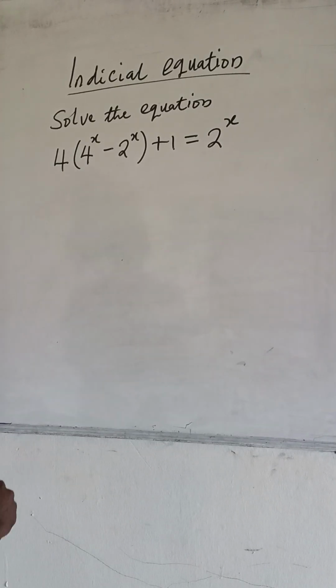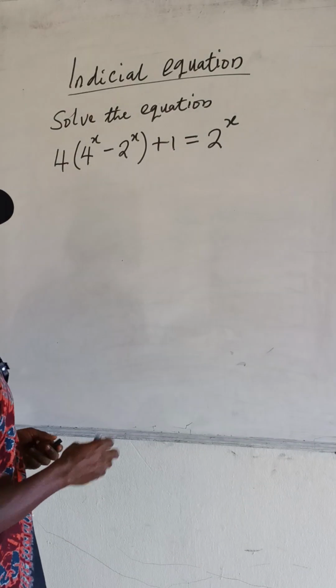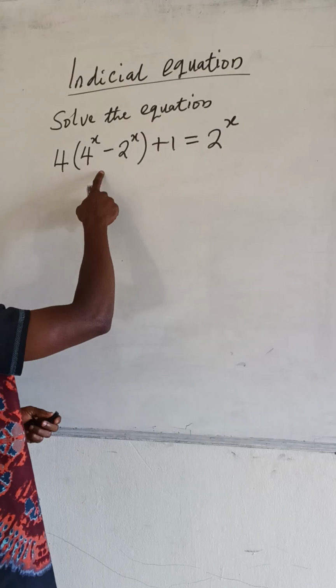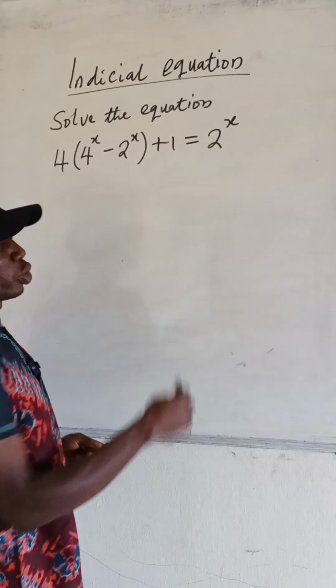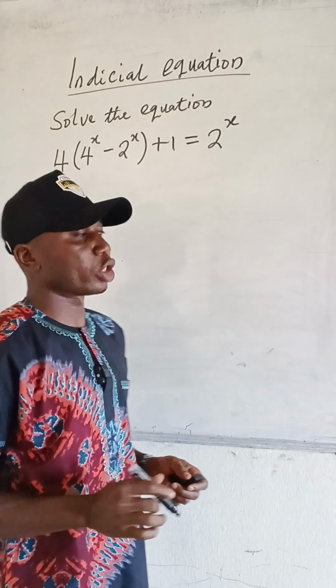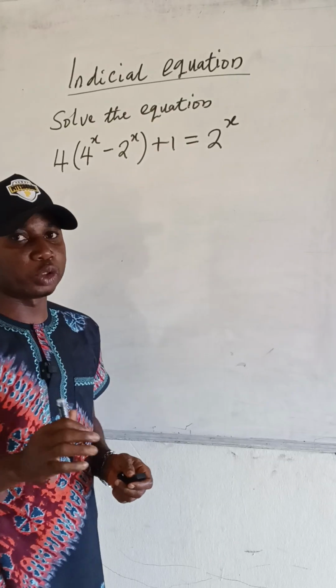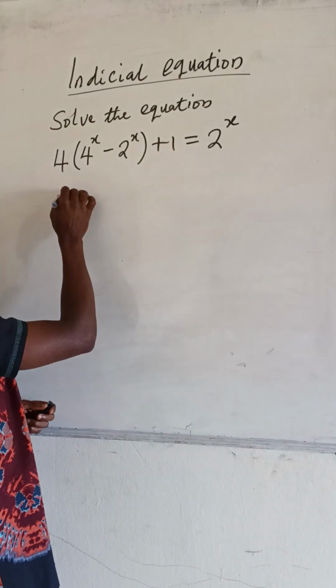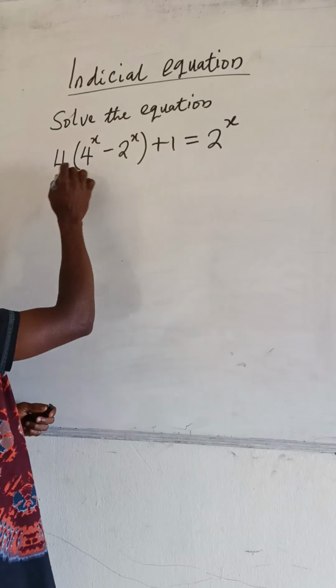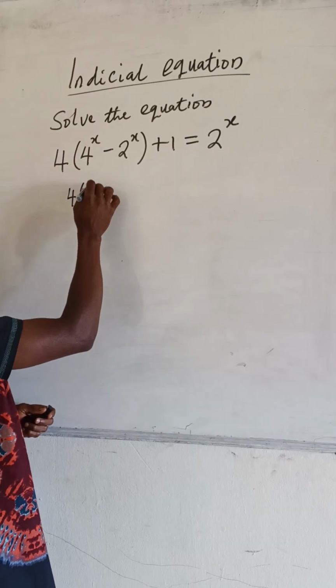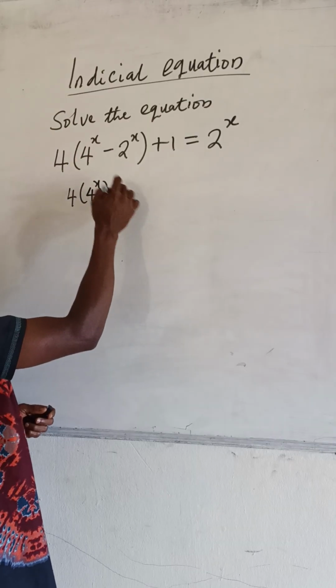Check out the simplest way to solve these indicial equations. We have 4 into all of this plus 1 is equal to 2 raised to the power of x. It's very simple. First of all, you have to open the bracket. So when we do that, we have 4 into 4 times this will be 4 raised to the power of x. Then we have our minus here.